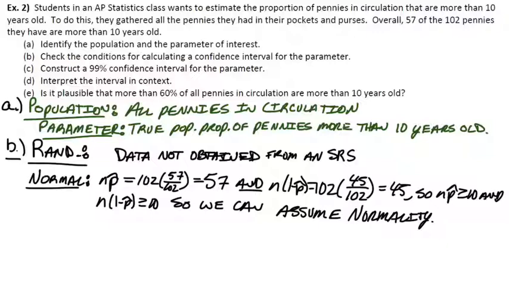And it was in fact easily met here, right? p-hat 57 out of 102, so 57 successes we'll say, and n(1 minus p-hat) 45 failures. We're way over 10 in both cases, so no problems with the normality.